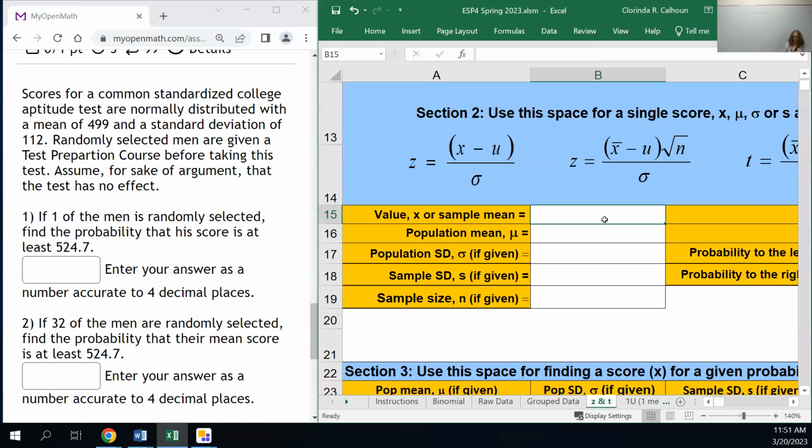For part 1, we have that value. So if one of the men is randomly selected, find the probability that his score is, and be careful, this is at least. I think at least is the most difficult. At least is the only L word that means right. So this is going to be probability to the right. But they say at least this score. So we're looking for that value. That single value is what we're comparing everything to. That's what we put under X.